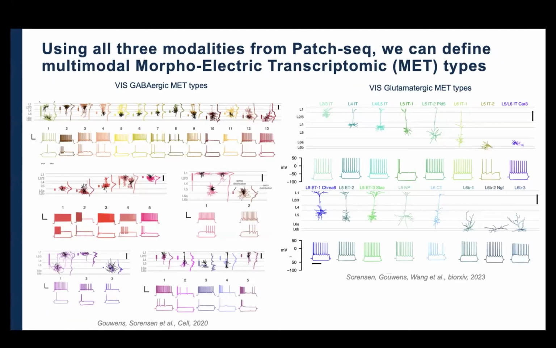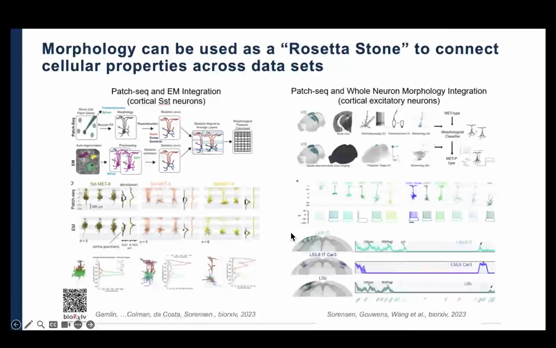So if we then combine morphology, electrophysiology, and transcriptomic data from these Patch-Seq experiments, we can generate taxonomies of multimodal MET types, which we've now done for GABAergic and glutamatergic neurons in mouse visual cortex. I just want to point out that you can find the GABAergic MET types for visual cortex also available on our website, though in a different location that maybe somebody can share in the chat. Moving on to the next slide.